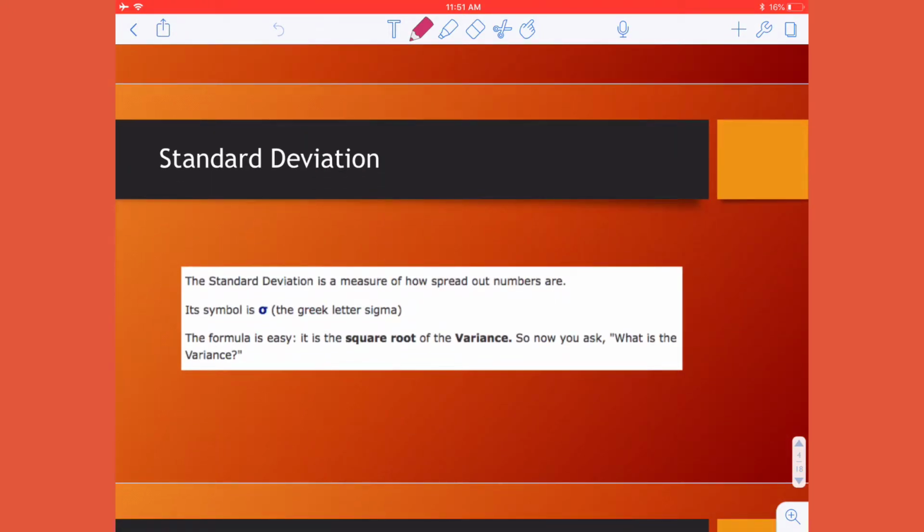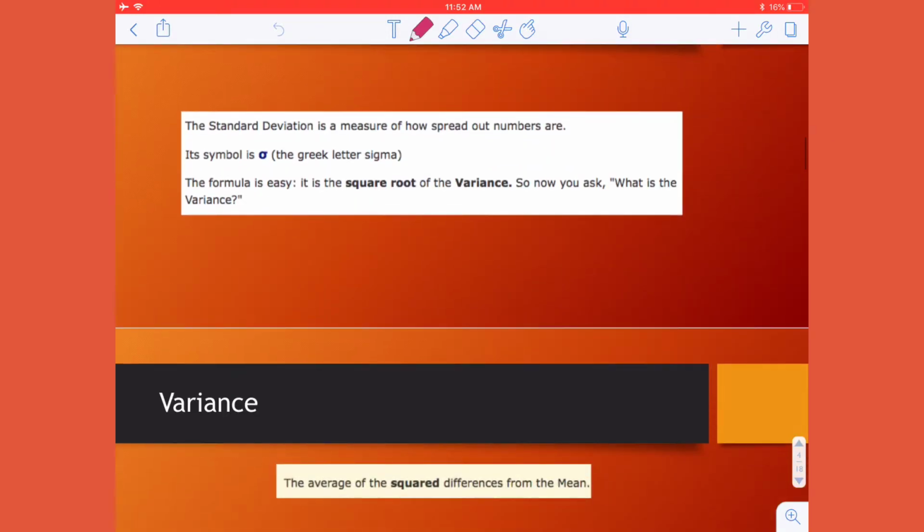The standard deviation is a measure of how spread out our numbers are. We represent standard deviation using the symbol that you see on your screen. This is the lowercase Greek letter for sigma. The formula is very easy. It is the square root of the variance, meaning you need to know how to find your variance first.